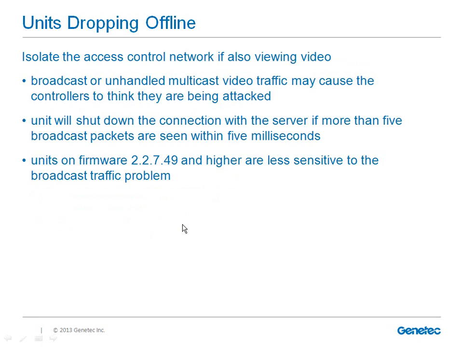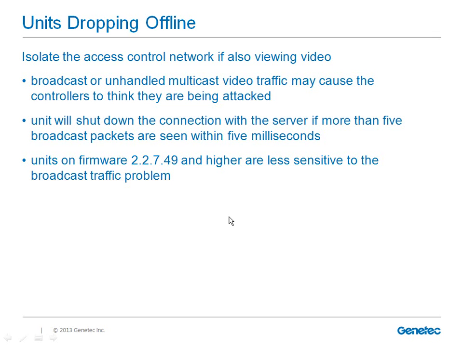Now one particularly useful bit of information concerning units dropping offline specifically is that the video on the network may be causing the issue. Now, if there's too much broadcast or unhandled multicast video traffic getting to the access control unit, it may consider this as a threat and shut down the network connection. Typically, it would do this if we saw more than 5 broadcast or unhandled multicast packets within 5 milliseconds.